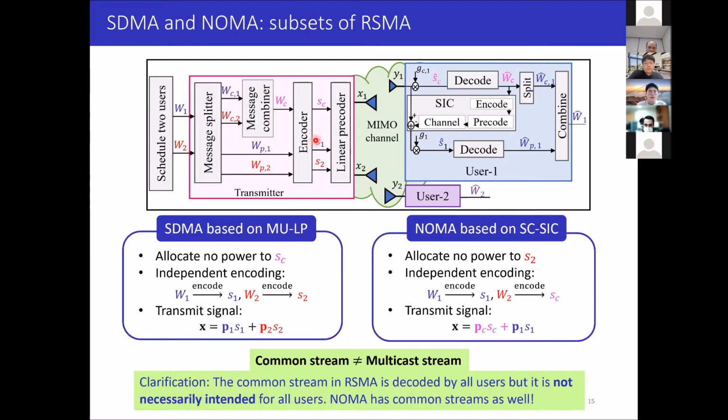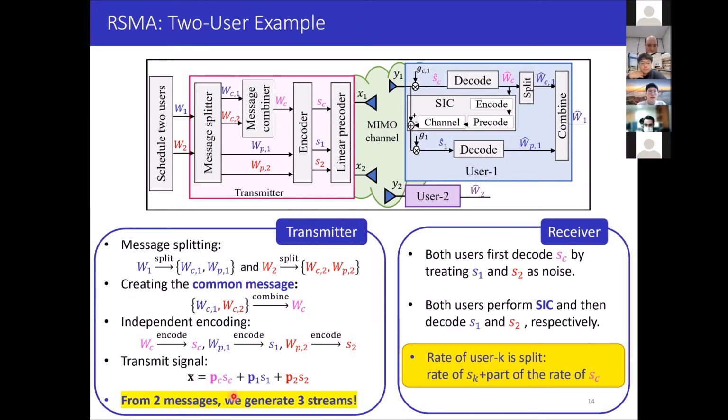Right, so where is SDMA and NOMA in this architecture? Well, if you do not allocate any power to the common stream, you turn off this. That means you will not split the message, and W1 will flow directly into S1 and W2 directly into S2. What you end up with is P1S1 plus P2S2, and this is SDMA, or multi-user linear precoding, classical multi-user MIMO. So this is obtained as a subset of this architecture, when you simply turn off PCSC, so you do not allocate any power to the common stream.